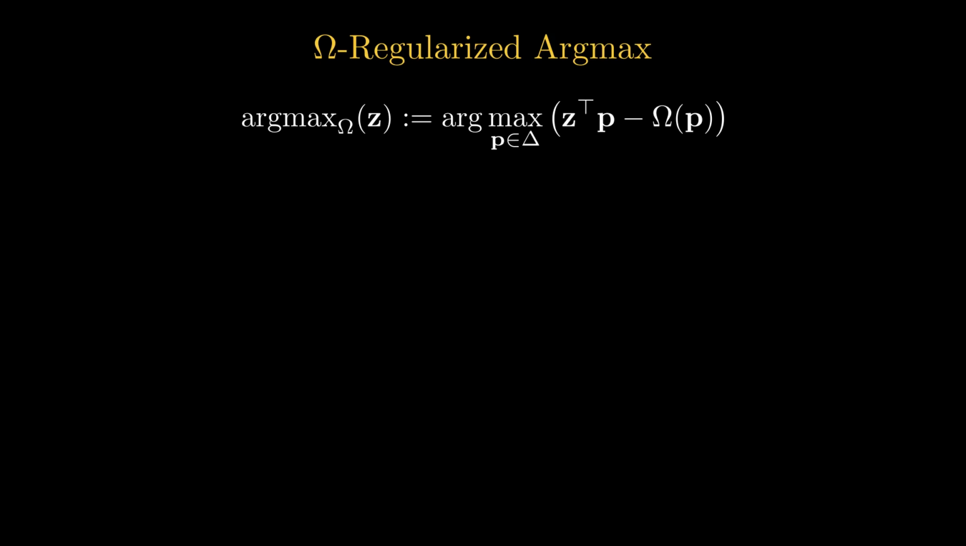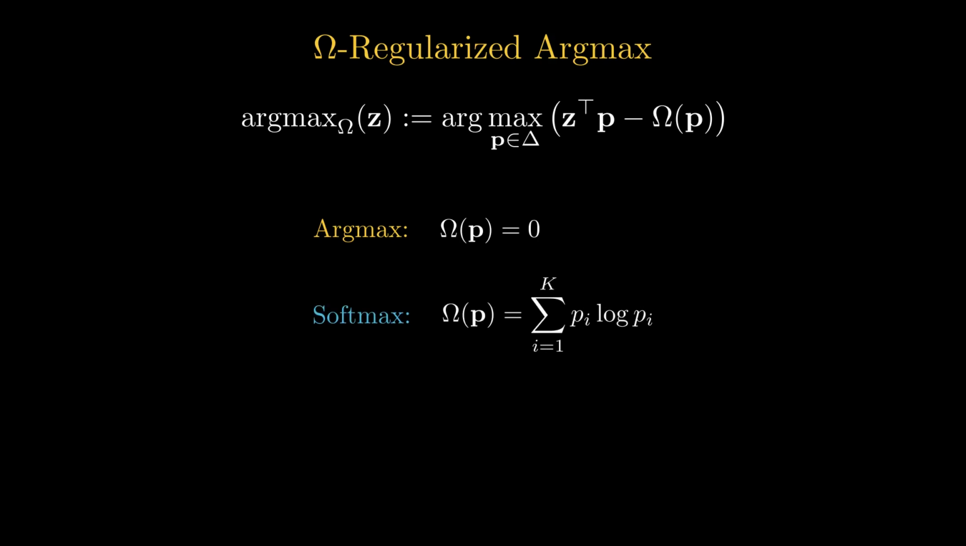In general, we can unify all three forms by using what's called an omega-regularized argmax. For a convex function omega, we define the regularized argmax as the probability vector that maximizes the dot product of z and p, minus the regularization term omega of p. Argmax corresponds to no regularization, where omega is simply zero. Softmax amounts to entropic regularization, and sparsemax amounts to L2 regularization.